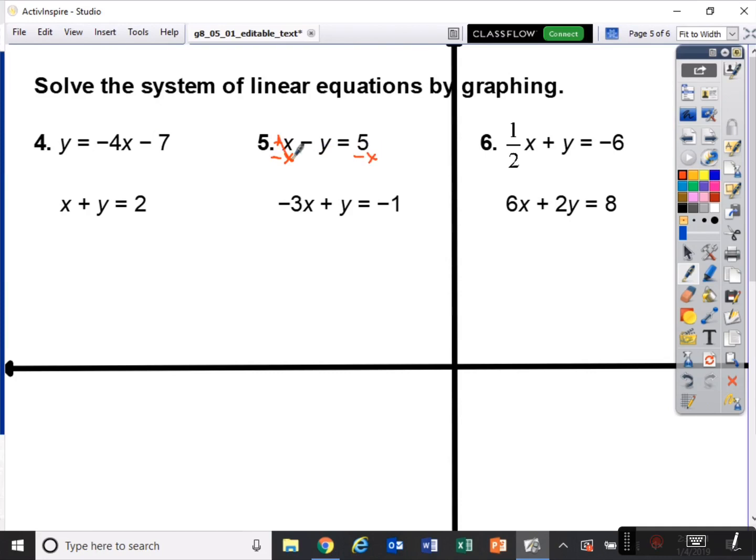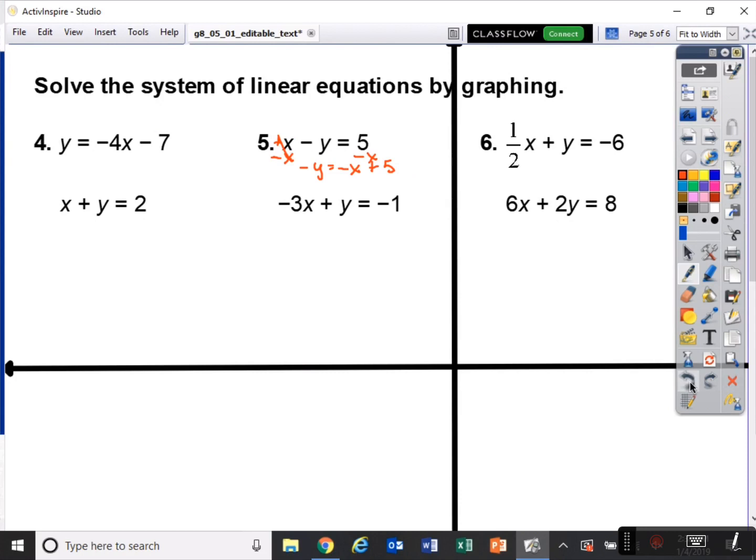Okay. So now we've got negative y equals. Remember, we want our x to go first. So instead of putting 5 minus x, I'm just going to go ahead and put the x first and put negative x. Since it's a positive 5, I'll put plus 5.